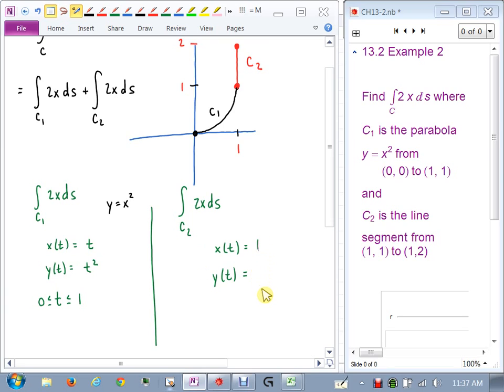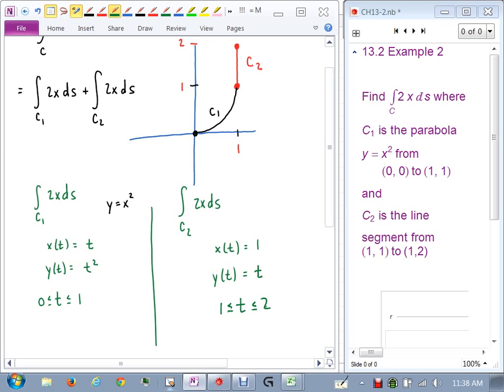Now, what about the y coordinate? It's changing, right? It's going between 1 and 2. It's varying. So the y coordinate, I could call that t, and let that t vary between 1 and 2. And that should draw me that line, shouldn't it? Fix your x at 1, let your y be t, but let your t go between 1 and 2, and that'll draw everything.